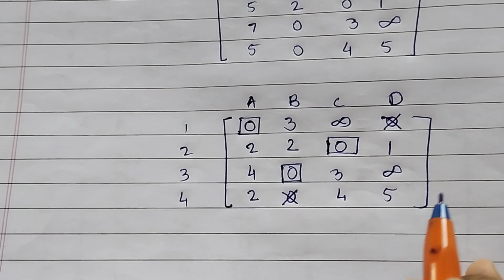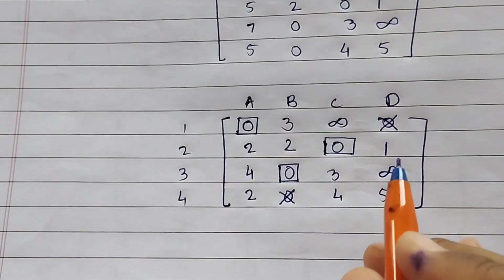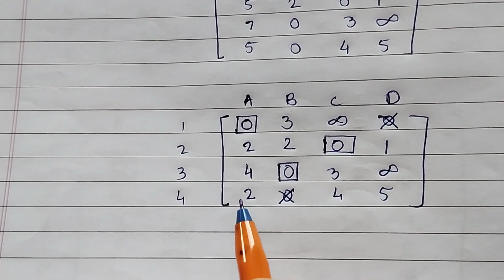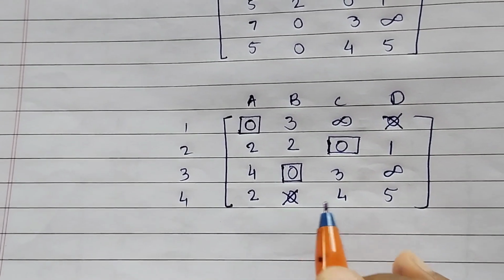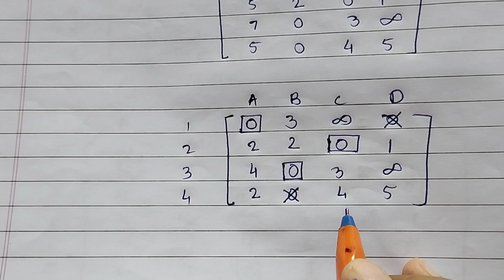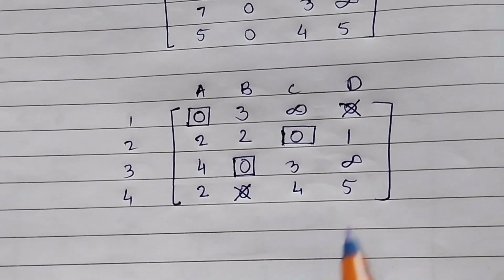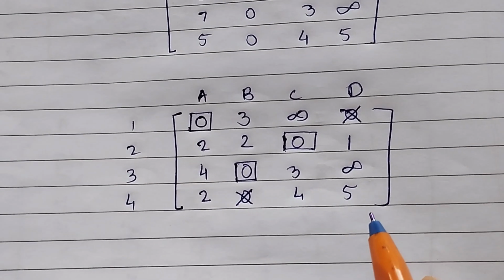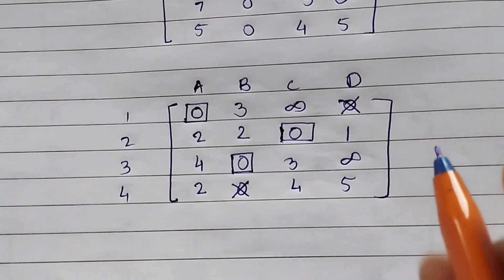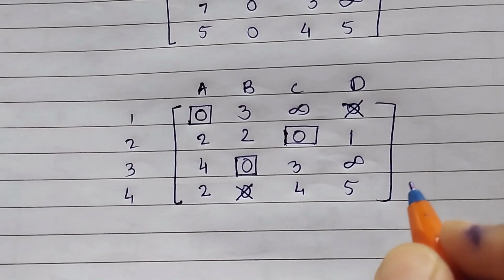But here we do not get the optimum solution. For the optimum solution we want each row and each column to have one assignment. But in the fourth row we did not get an assignment. So when we do not get the optimum solution, we draw the lines. So how do we draw the lines?